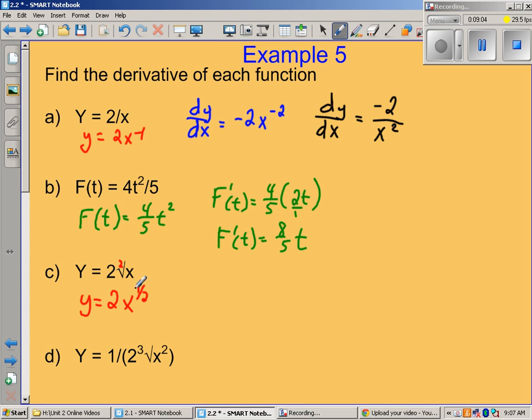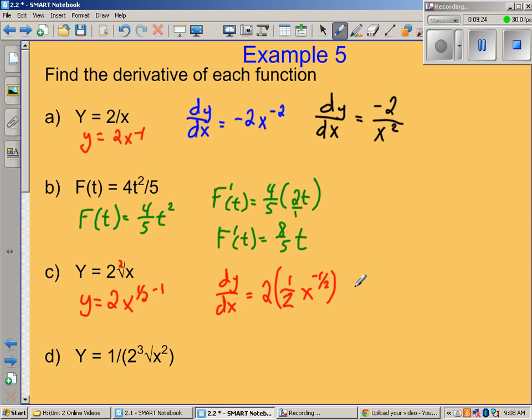So now, if I want to find the derivative, I'm going to write it as dy dx equals, leave the 2 alone, that's a constant multiple. Now, following my power rule, I'm going to multiply by the 1/2 and reduce the power by 1. And so taking away 1 from 1/2 gives me a -1/2. And so now it's just a matter of simplifying this.